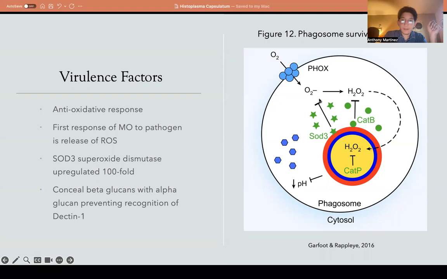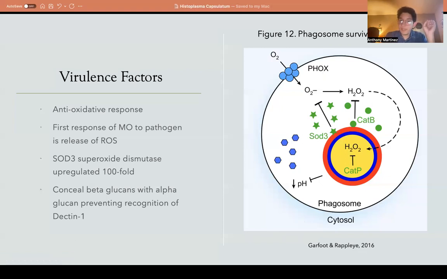The cool thing is not only does it have these two proteins in the phagosome, but if the hydrogen peroxide makes it inside the yeast cell itself, it has a secondary protein here called CatP, which will destroy that hydrogen peroxide if it's accidentally taken up inside the yeast cell itself. So these are some of the mechanisms it uses to prevent destruction by reactive oxygen species once it's located in that phagosome itself.